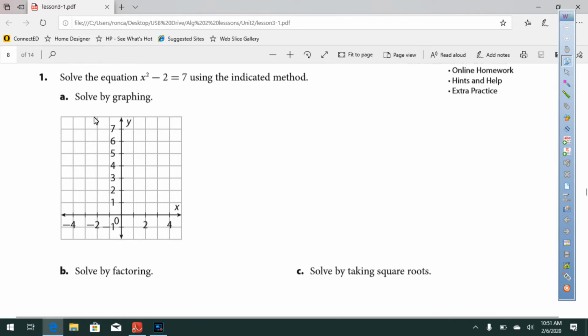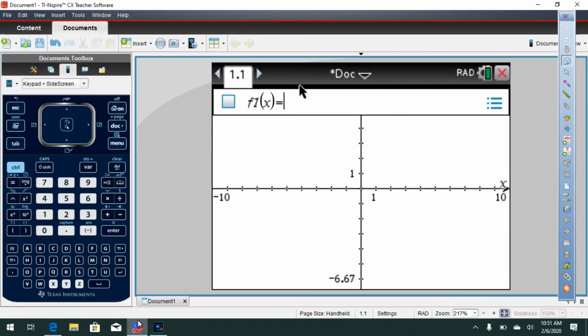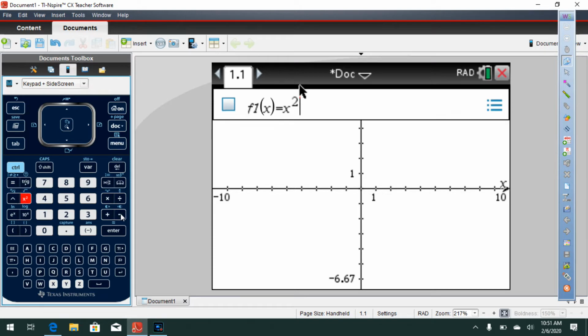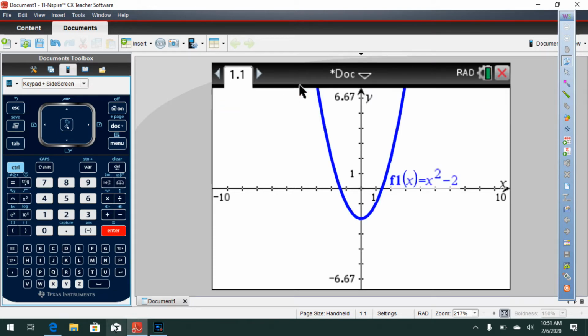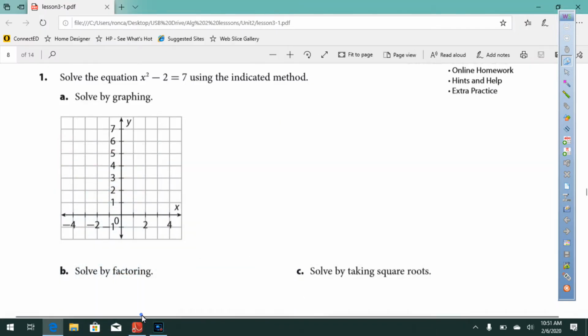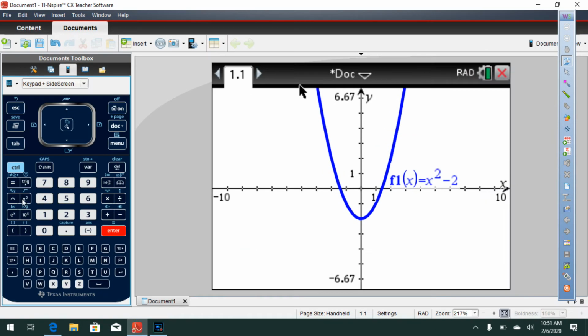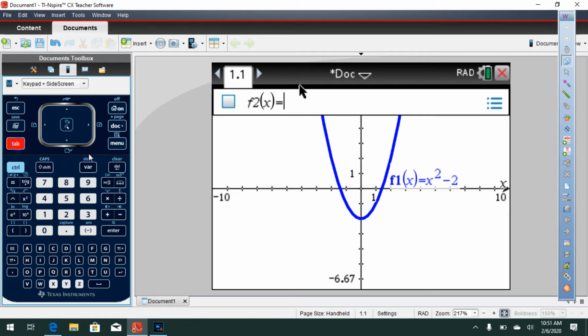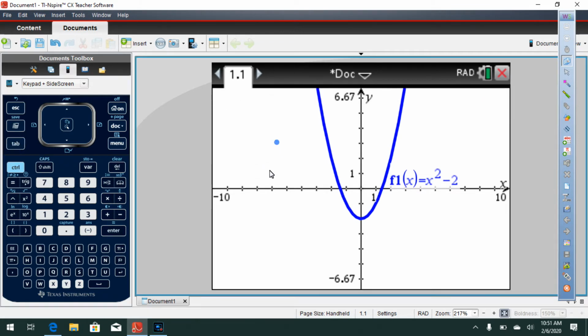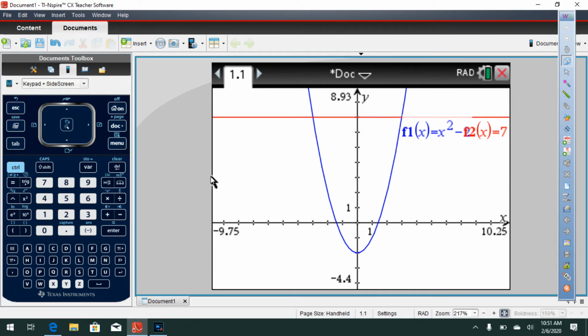Okay, so let's graph it with our calculator. X squared minus 2, so that's going to be x squared minus 2. And then our other one is 7. So we'll press tab, 7, enter, and I don't see it. It's up here. Okay, so we need to find this point here and that point there.